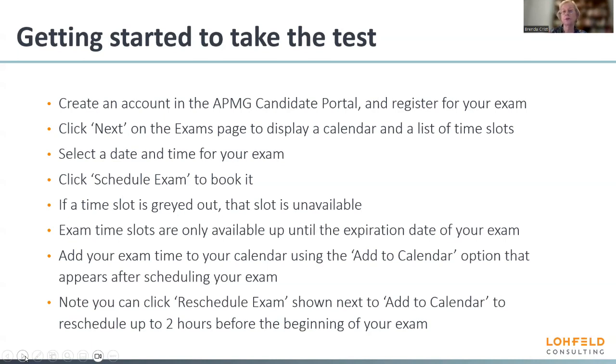So then you're going to click on schedule the exam to book it. Please note that if you see a slot that is grayed out, it means it's unavailable. Just go to the next option. And once you have selected a date, just use your add calendar option to add that one to your home calendar. And please note that once you schedule an exam, if something comes up, you can reschedule it. If you click on reschedule exam next to the add calendar, you can reschedule it up to 2 hours before beginning your exam. So that makes it really quite flexible.